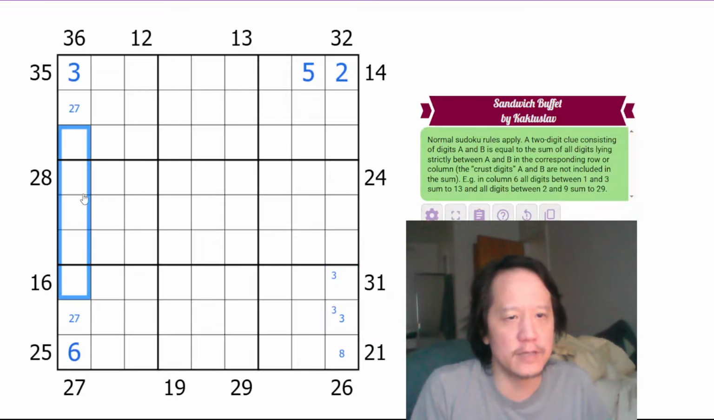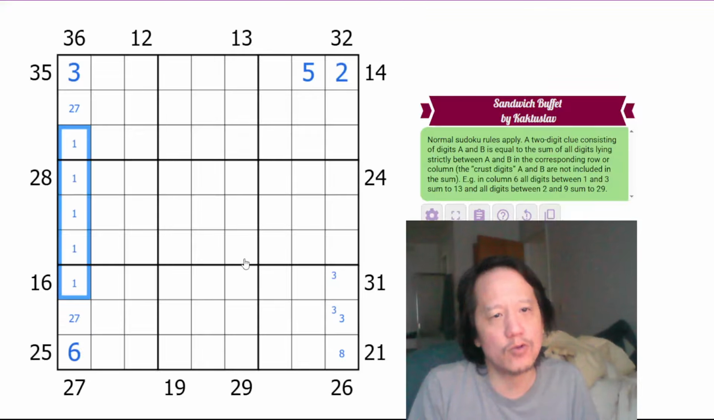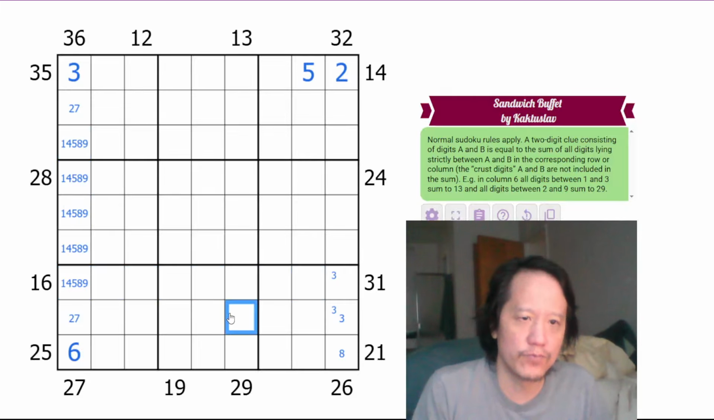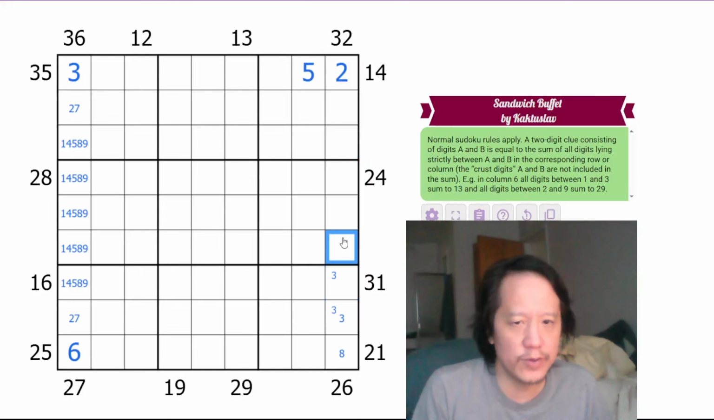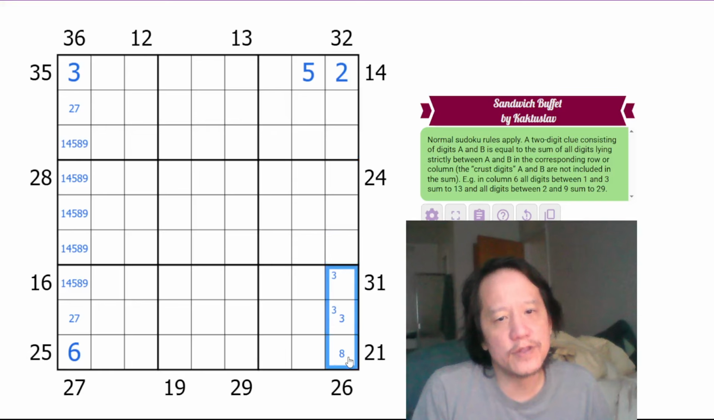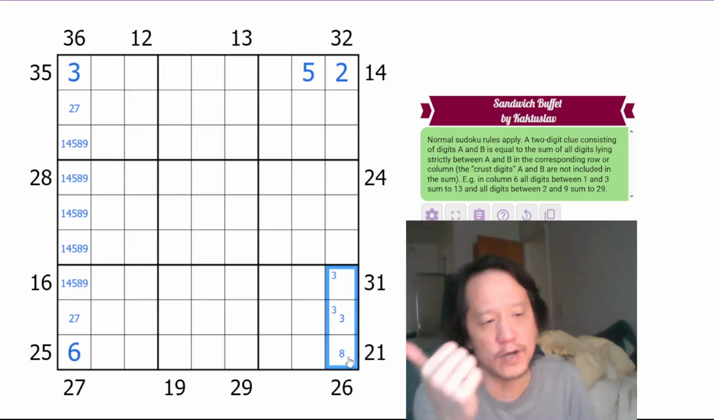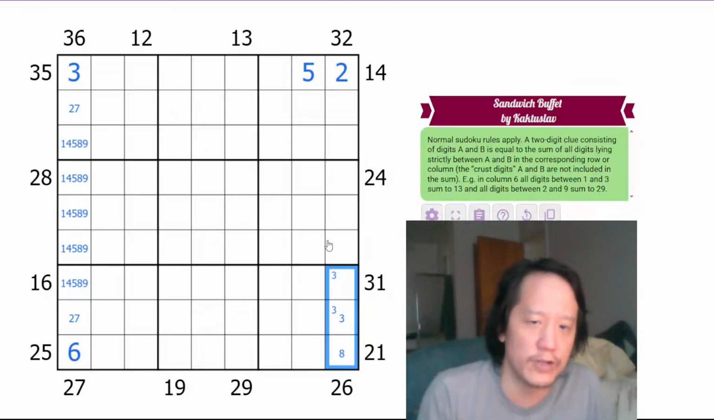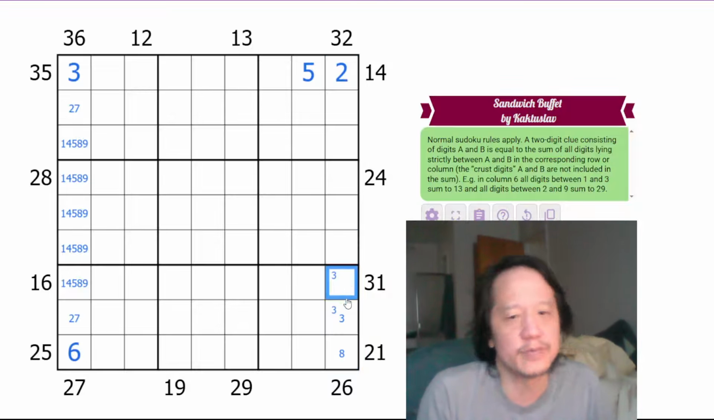Remaining digits in column 1 are 1, 4, 5, 8, 9. 3 could be here. 3 could be here. Because, again, we have 8 more that are not within the sandwich. But if 3 were here, these 3 digits could not add up to 8, because that would have to be either 1, 2, 5 or 1, 3, 4. And we already know 2 and 3 are here. So that's not possible. So 3 has to be one of these 2 digits here.